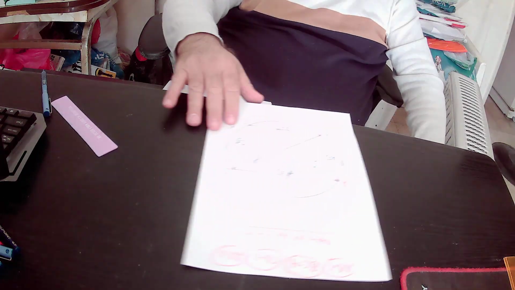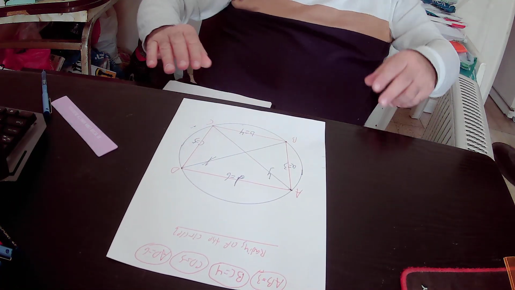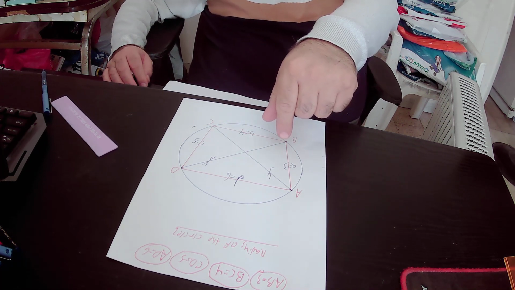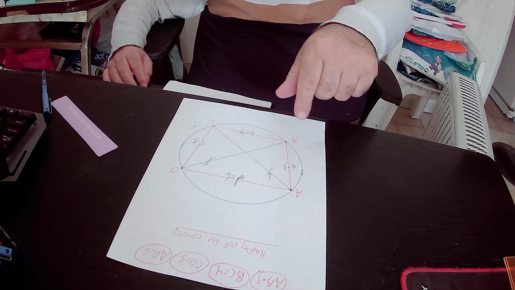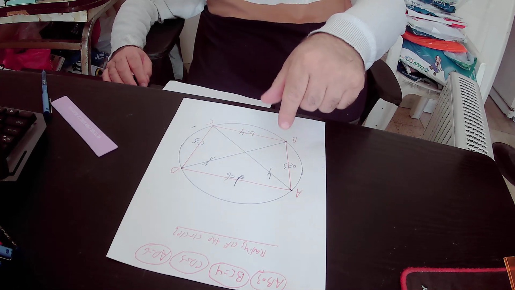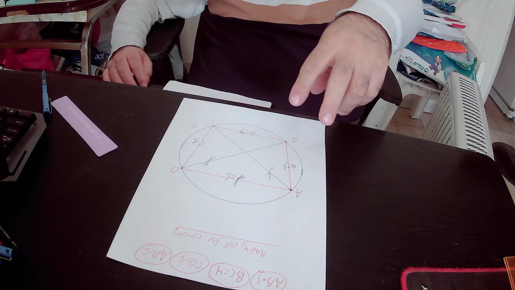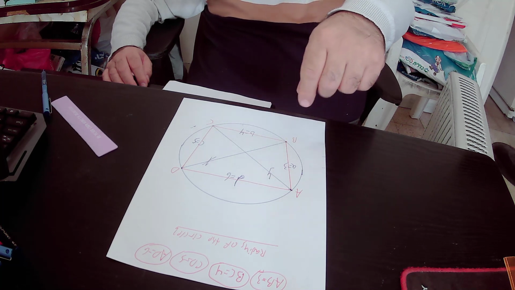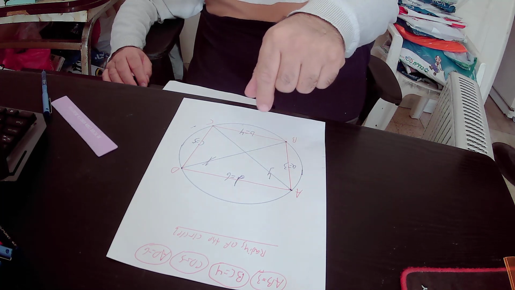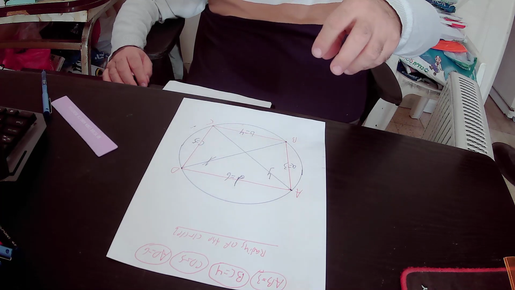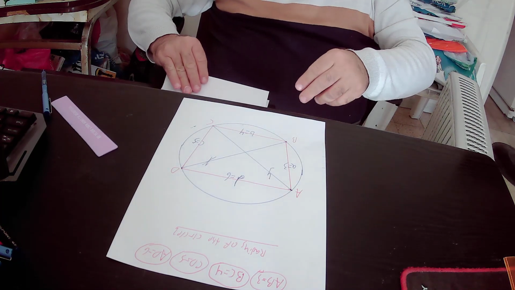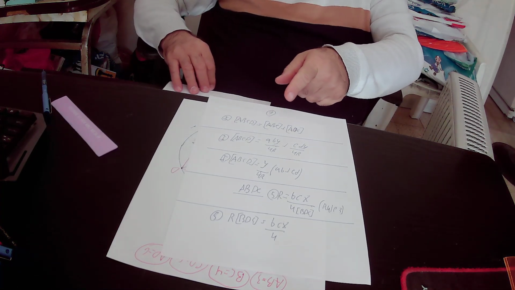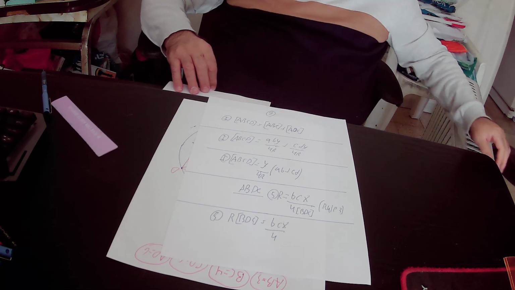So we got the areas of triangle ABC and triangle ADC. But as you can see from the drawing, quadrilateral ABCD consists of two triangles, triangle ABC and triangle ADC. So if you add triangle ABC to triangle ADC, you will get quadrilateral ABCD. Therefore, the area of quadrilateral ABCD will be equal to the area of triangle ABC plus the area of triangle ADC that quadrilateral ABCD consists of.